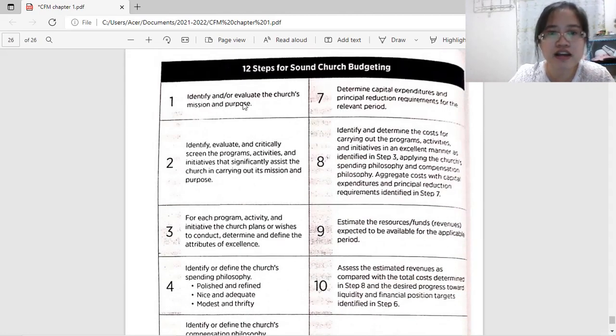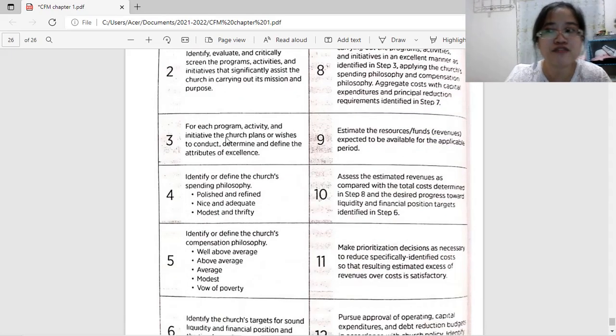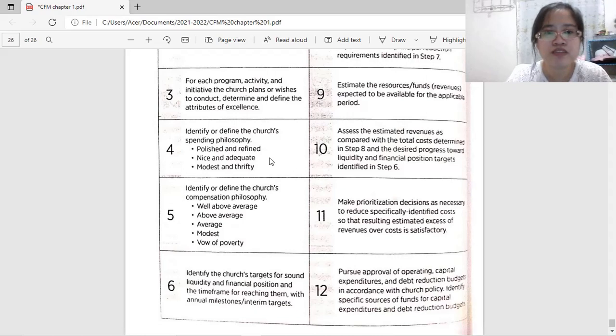First is identify or evaluate the church's mission and purpose, number one. Secondly, identify, evaluate, and critically screen the programs, activities, and initiatives that significantly assist the church in carrying out the mission and purpose. After that, for each program, activity, and initiative the church plans or wishes to conduct, you have to determine and define the attributes of excellence. How are you going to do this the right way or the proper way? Don't do it half-heartedly or in a lousy manner. You still have to strive for excellence.